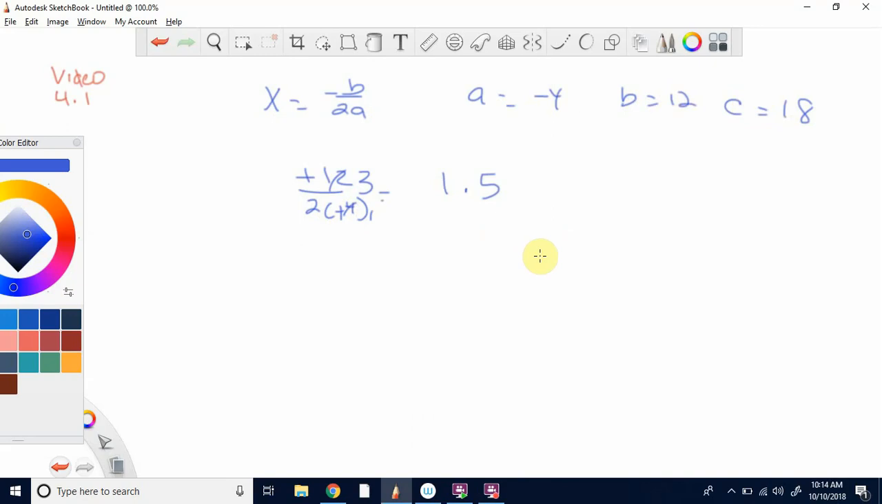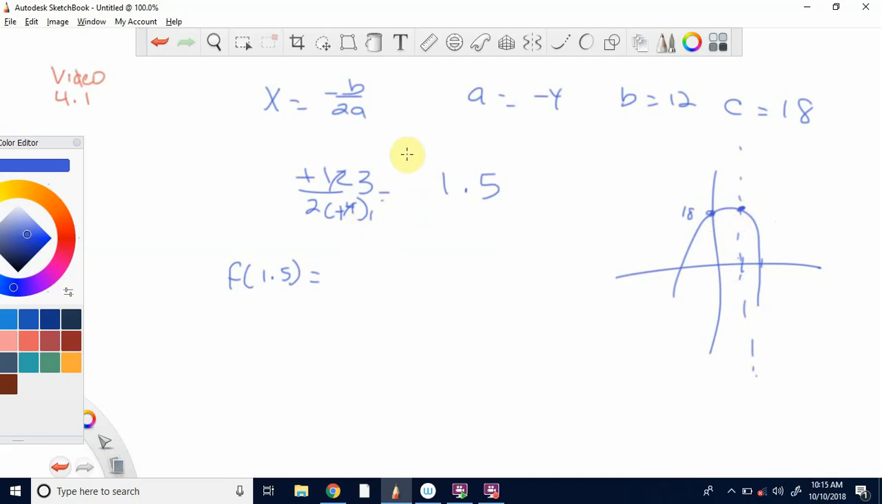So x is 1.5. So we have to do f of 1.5 because we need to find that y-coordinate. We know the graph is going to do something like this. We know at 18 here is going to be the y-intercept. And so we know that the vertex is over here somewhere, but we don't know where. It's going to be along this axis of symmetry, and we know it's going to do this at 18. So let's figure out where it's going to top out by doing f of 1.5.